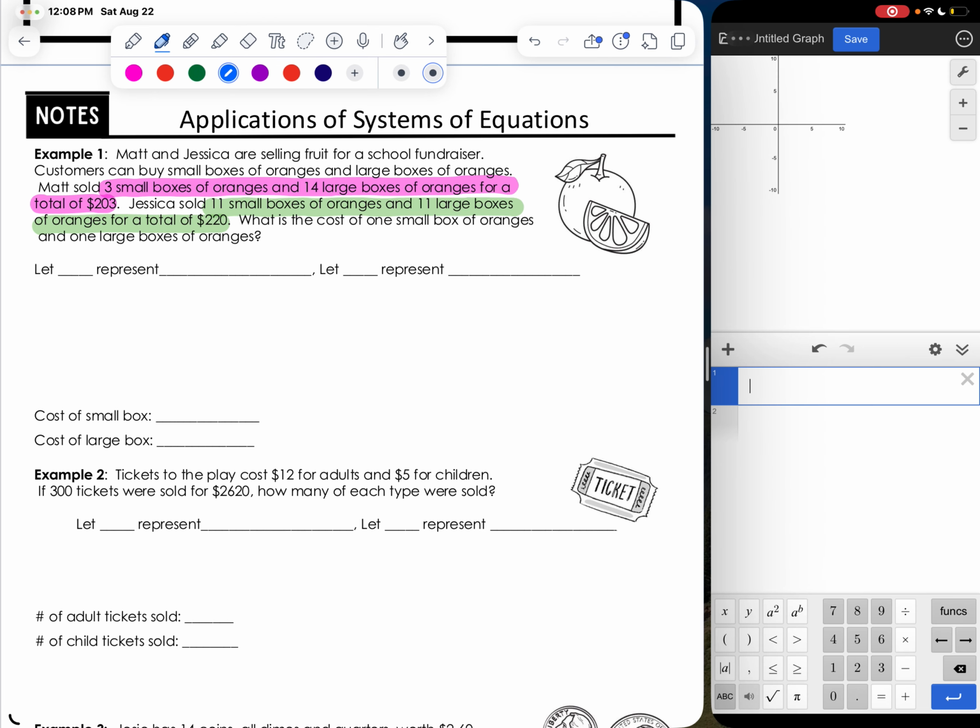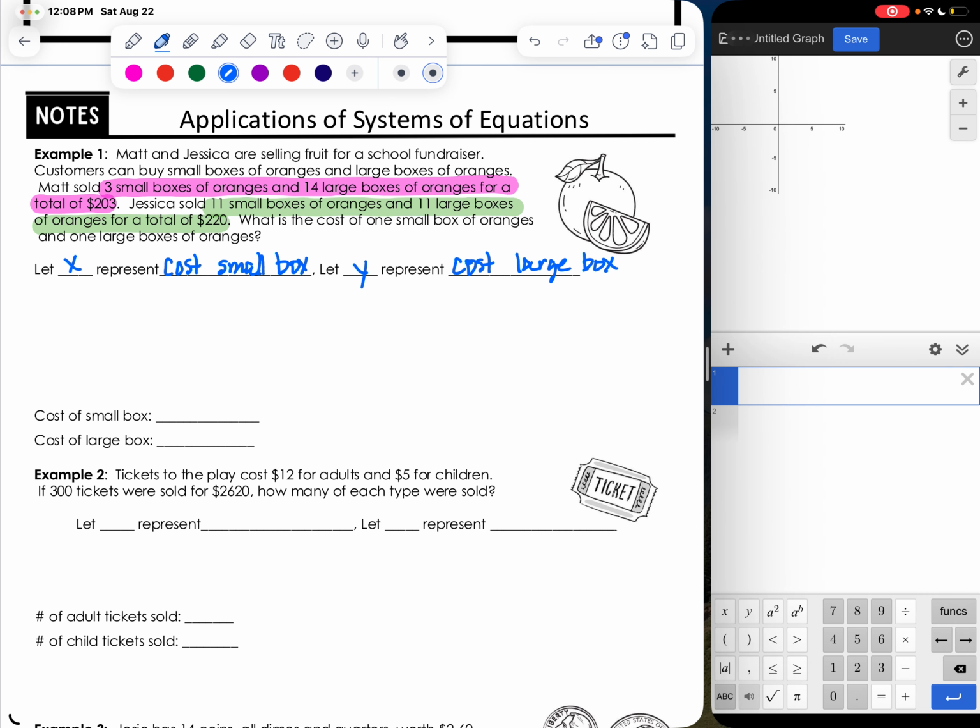So, first thing we want to do to solve a word problem is identify our unknowns and assign them a variable. So in this problem, we do not know the cost of a small box. So I'm going to let X represent the cost of the small box. And we do not know the cost of a large box. So I'll let Y represent the cost of the large box.